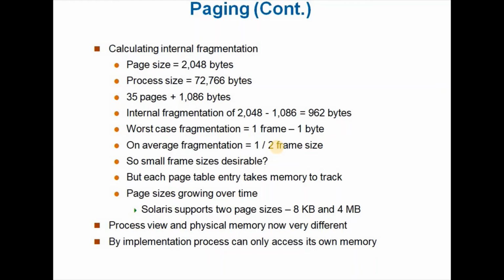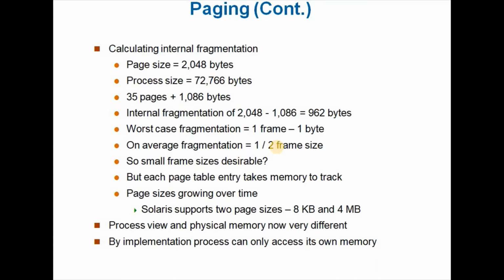So small frame sizes are desirable. That is a question, but there are lots of problems, because when we are using frames with smaller sizes, then the size of the page table will be increased, and the reference time will also increase, which will affect the efficiency of the system. Each page table entry takes memory to track. That's a problem. Page sizes have been growing over time. Solaris supports two page sizes, 8 KB and 4 MB. That is, the page sizes may be different in different operating systems.